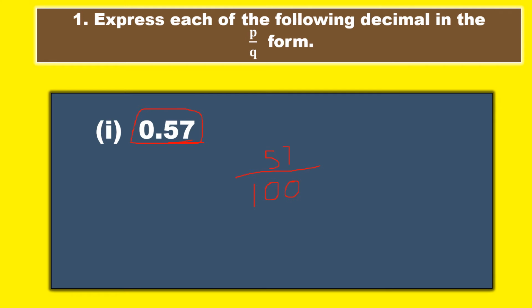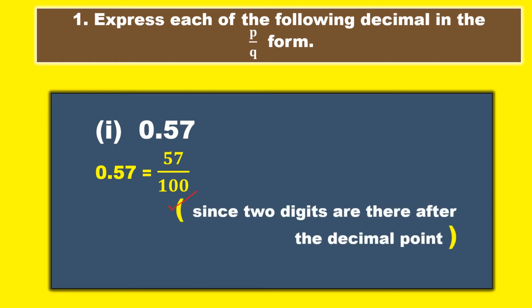Don't write 057, because a number will not start with 0 without the decimal expansion. If there is a decimal, then we can start a number with 0. Now here 57 and 100. 57 is a composite number because it is divisible by 3, but 100 is not divisible by 3, so we can leave it as it is. We write 57 by 100 because there are 2 digits after the decimal point. If it can be further divided, you can divide it and write in the simplest form. Simplest form means the numerator and denominator cannot be further divided, that is, the common factor between these two is 1.